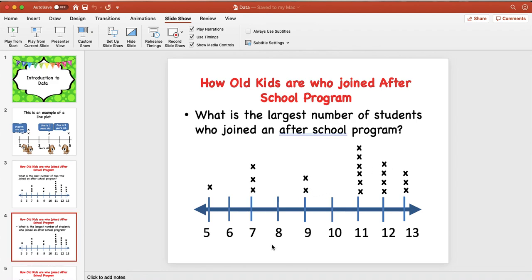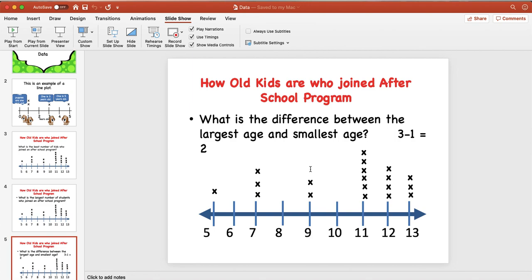Now the next question says, it's the opposite. What's the largest number of students who joined an after-school program? The largest, we're looking to see the greatest or the biggest number of students that joined an after-school program. We can see right off the bat from our graph that right over here we have the most X's stacked on top of each other. We have 1, 2, 3, 4, 5, 6. So we have 6 11-year-olds that joined an after-school program. And 6 compared to all of our other numbers plotted on our line plot, 6 is the greatest number of them all.